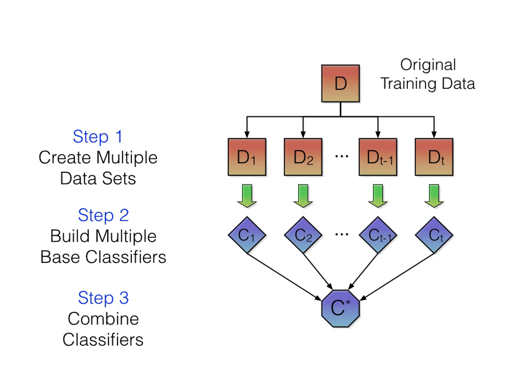Second stage is to build a classifier for each of those separate data sets. So we build classifier 1 on dataset 1, classifier 2 on dataset 2, and so on to classifier T on dataset T. Then finally, we combine the classifiers in some way. And the combining is the bit that we do with voting.